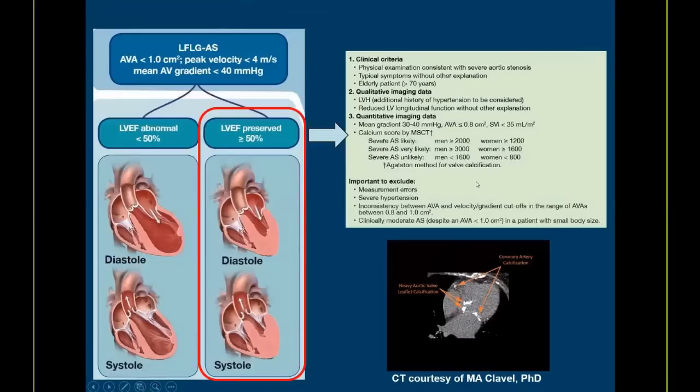But again, in this subgroup, it's always important to exclude measurement errors, whether there's significant hypertension going on as a potential confounding factor. And sometimes you also have to consider that there are inconsistencies between aortic valve area calculations and gradients, especially in that sort of 0.8 to 1.0 zone. And sometimes you want to consider that it's just clinically moderate aortic stenosis, even though you have a low AVA calculation in a patient with just a small body size.